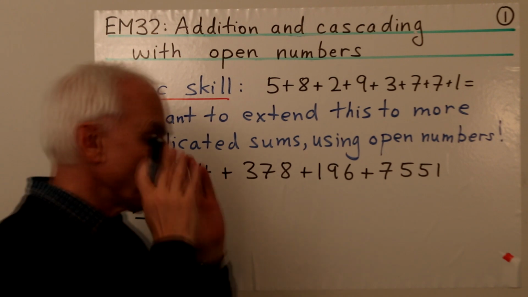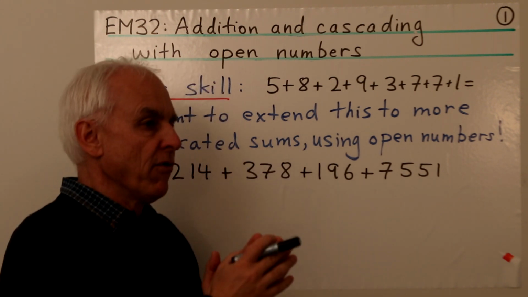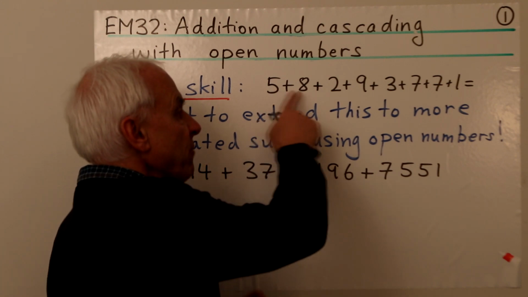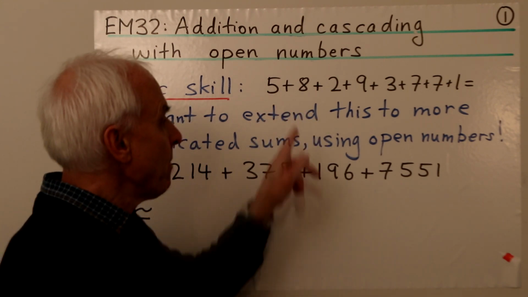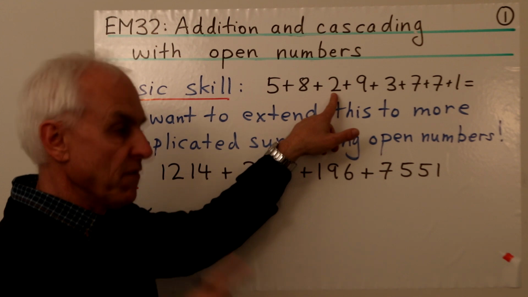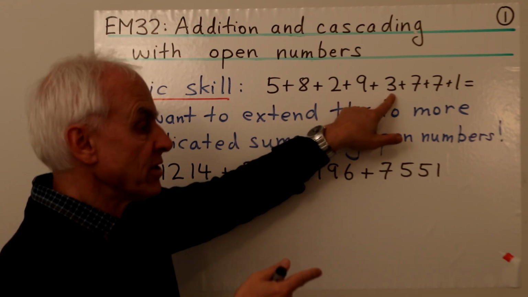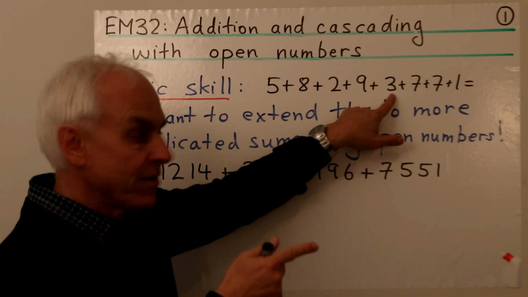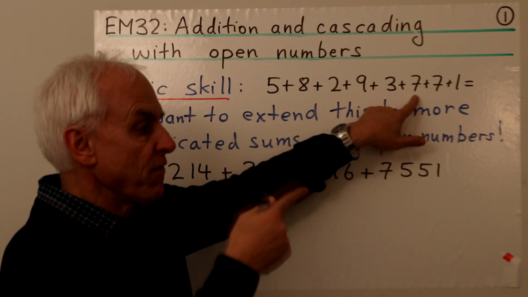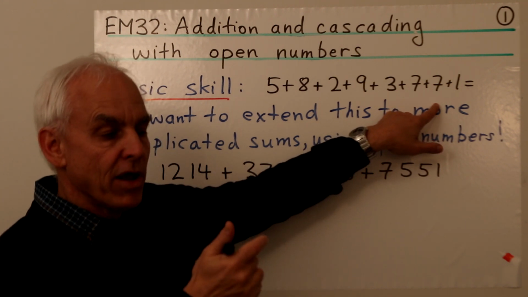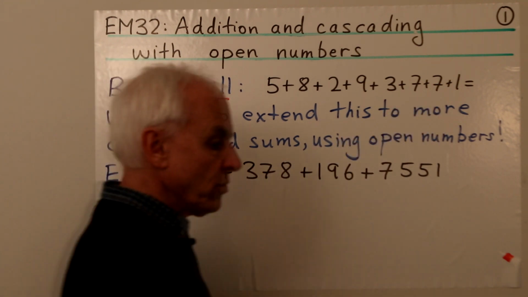So, for example, this is what they should be saying to themselves, perhaps mentally. Okay, starting on the left. 5 plus 8 is 13. Plus 2 is 15. Plus 9 is 24. Plus 3 is 27. Plus 7 is 34, plus 7 is 41, plus 1 is 42.